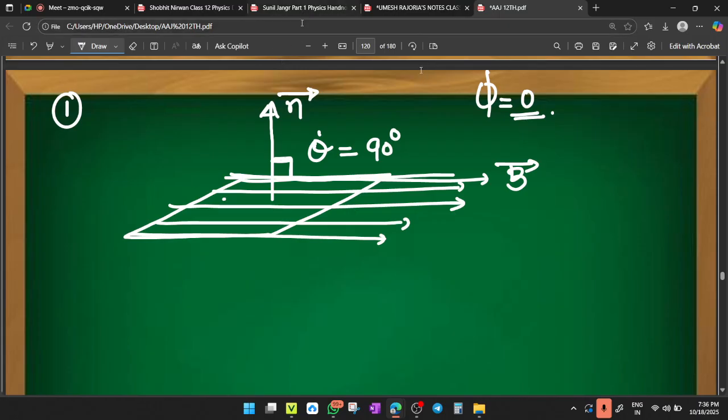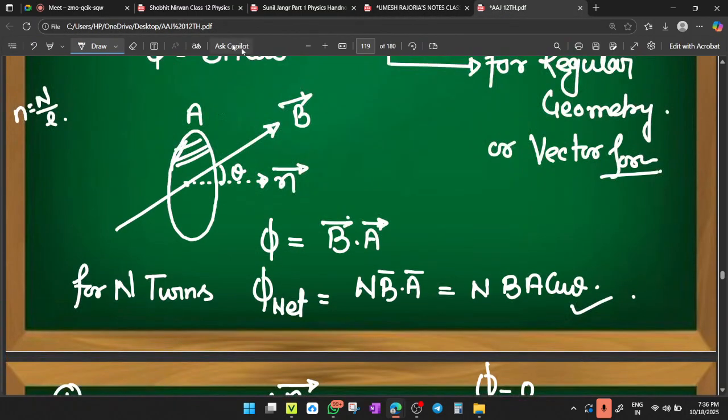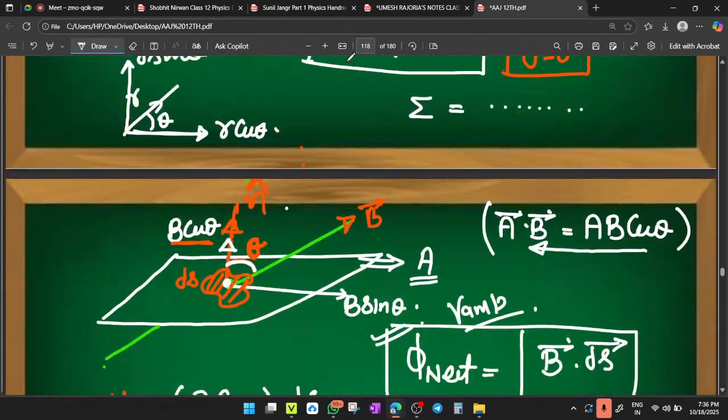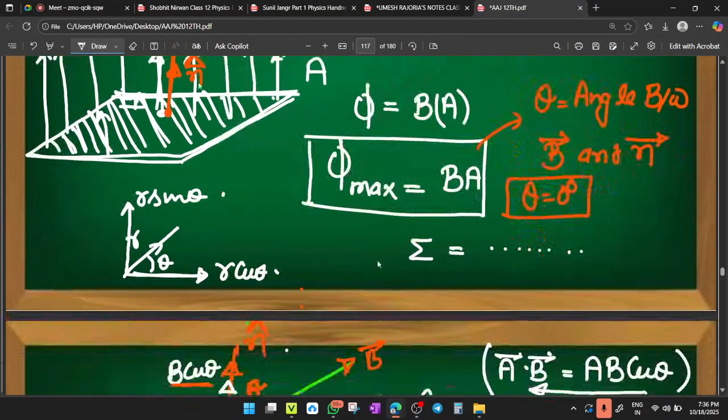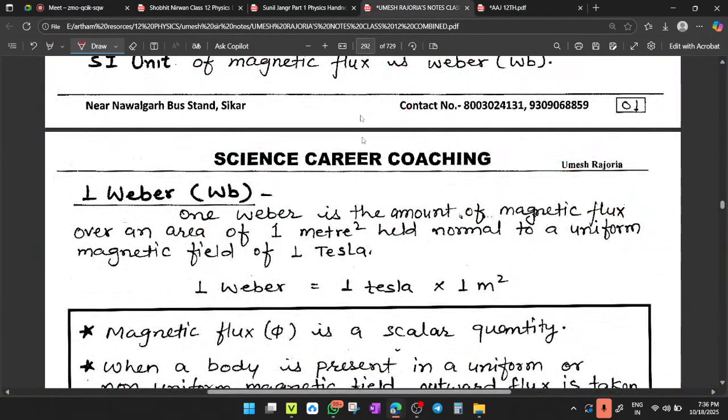Second thing, if theta equals 0 degree, I have already concluded about this. When theta equals 0 degree, then phi equals BA, which is the maximum value. Okay, we already have seen this. Theta equals 0 degree, then flux is maximum, phi max equals B into A. Clear? So this is theta equal to 0 degree.